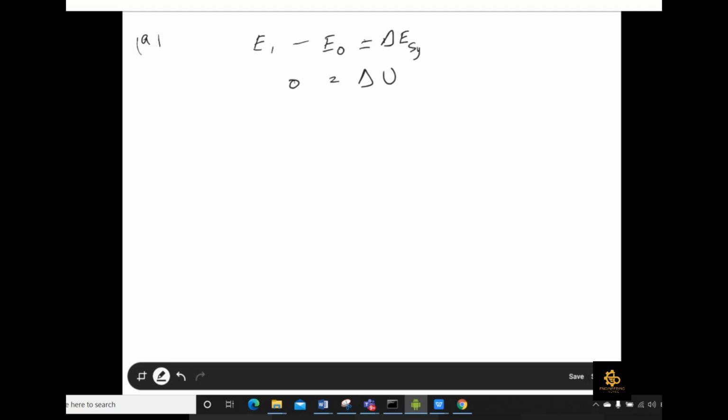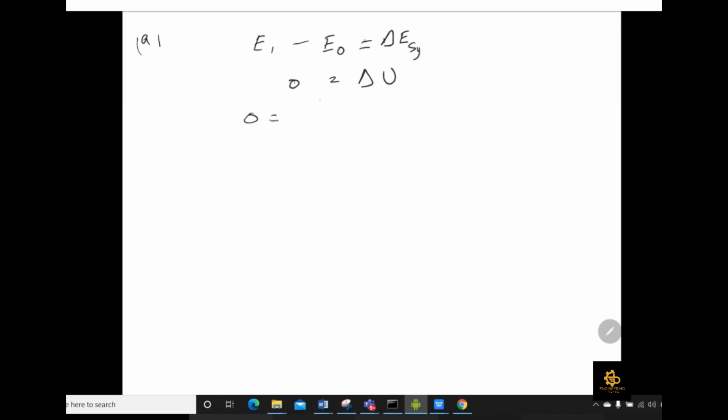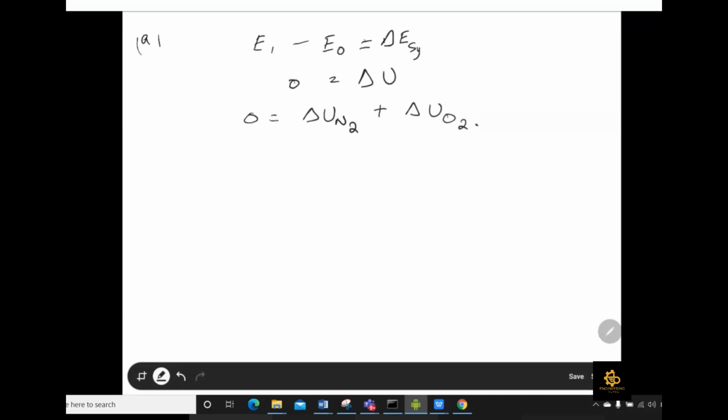Whenever we use change in enthalpy, it is because the working fluid is moving from one component to another component. Here we can represent the change in internal energy of the two individual components, O2 and N2. So the left side is 0, and the right side is the change in internal energy of N2 plus the change in internal energy of O2, which are the two components in the tank.